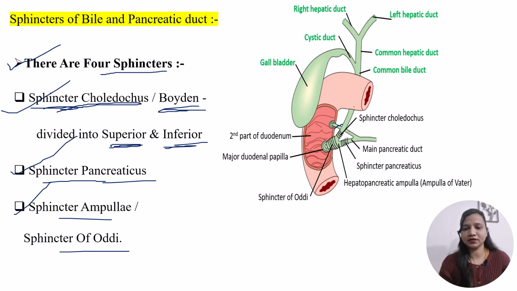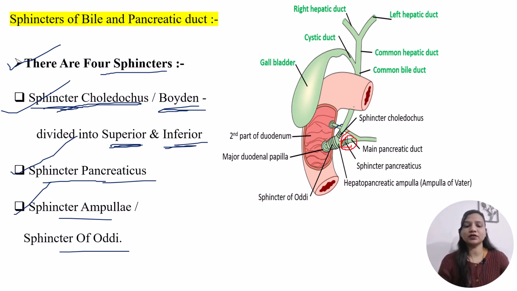So in the pancreatic duct, the sphincter present is sphincter pancreaticus. That's why the name. Sphincter pancreaticus is very less developed, and it is not always present in human beings. What this sphincter does is regulate the flow of pancreatic enzyme during the process of digestion. I'll tell you why this sphincter is not always present in human beings.